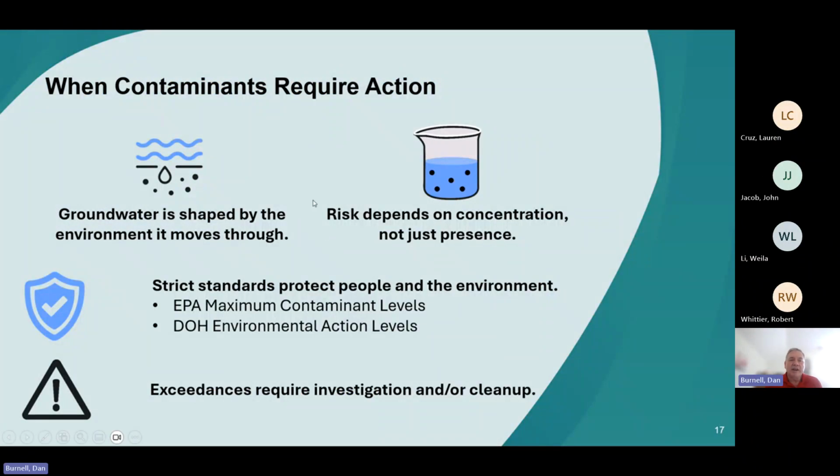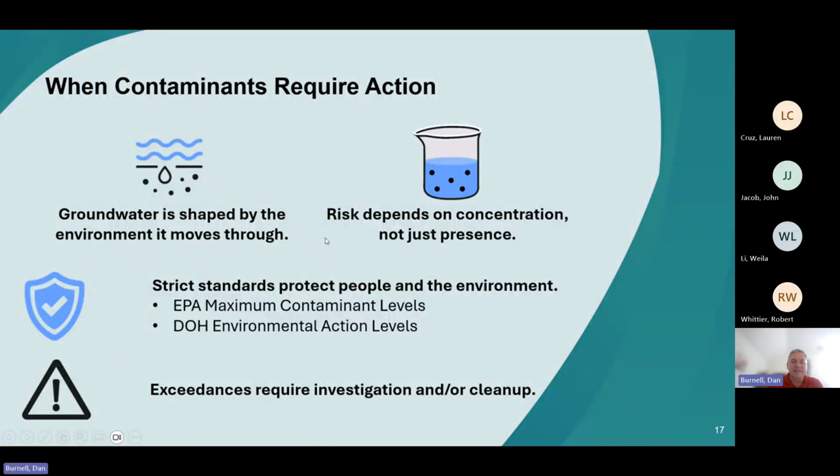So again, when do contaminants require action? Well, we need to remember that the groundwater is shaped by the environment that it moves through, and no water is perfectly distilled. The groundwater we drink has minerals in it. And so we have to keep in mind that there are trace minerals in it. And so risk really depends on the concentration levels of any contaminants, not just their presence.